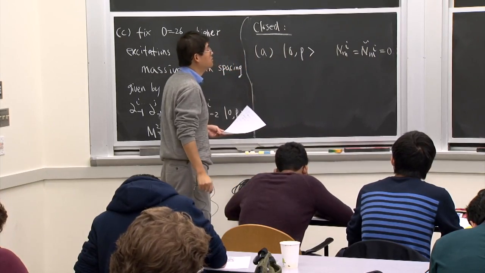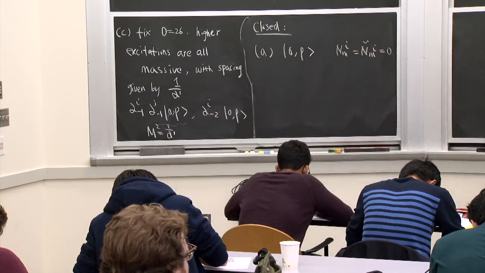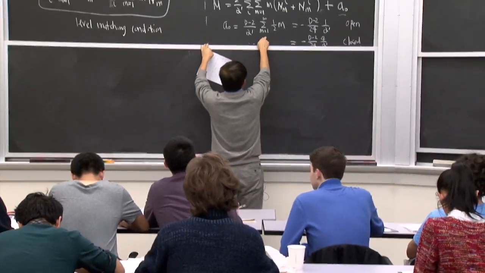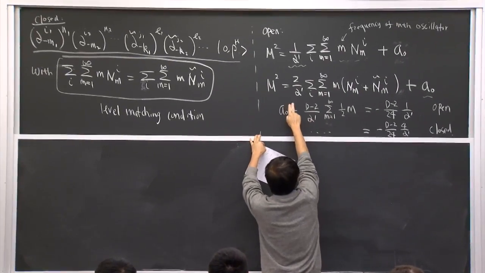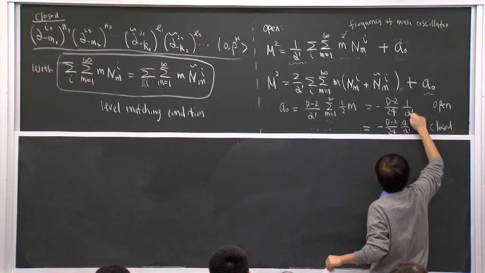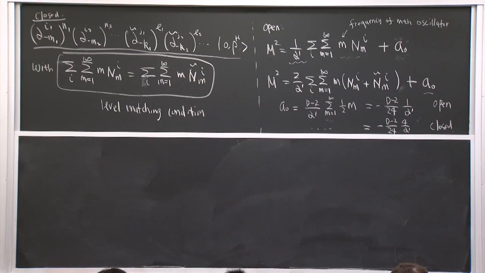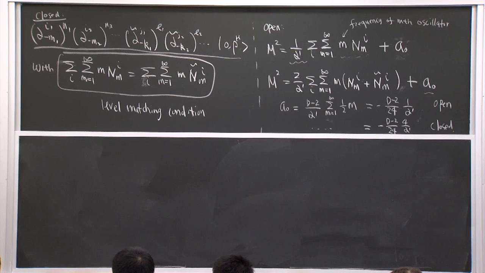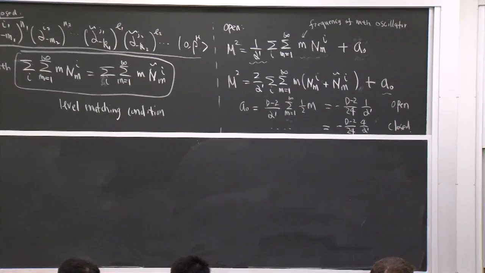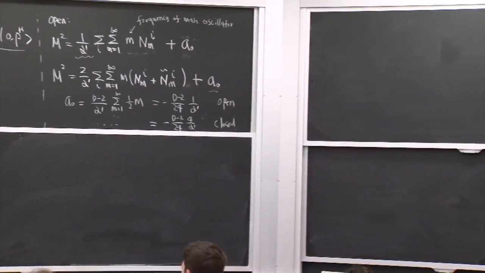All the n are 0. So you just read the answer from here. Then the m squared for the closed string is just equal to a0 for the closed string. So here it is now m squared equals minus 4 divided by alpha prime times d minus 2 divided by 24. Again, this is tachyonic for d greater than 2. Okay, tachyonic for d greater than 2.